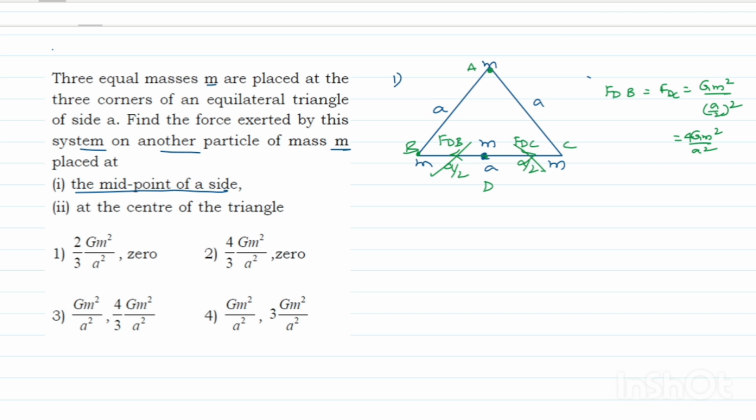Only one particle will be left over, and that is the A particle. So D particle can be attracted by A particle along this direction. This is FDA. Then FDA is nothing but G into M square by the distance, which here will be root 3 A by 2. So root 3 A by 2 whole square, which will be equal to GM square by A square into 4 by 3. So 4 by 3 into GM square by A square. This is the first answer.